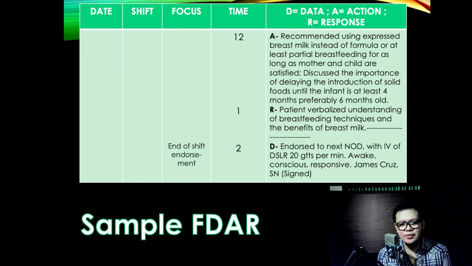Okay, so endorse to the next NOD with an IV of D5LR 20 drops per minute, awake, conscious, responsive. And then you have to sign your complete name and then you have to sign, okay? For student nurses, provide your complete name and then you sign along with the name of your clinical instructor. So the two of you will be signing the FDAR, okay? Right after it is being transcribed in the patient's chart. Okay, I think that's it.